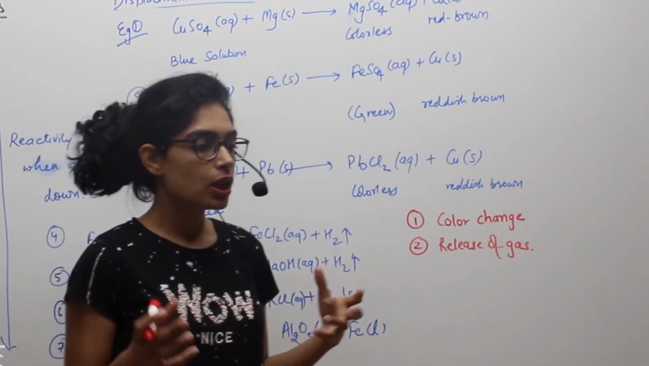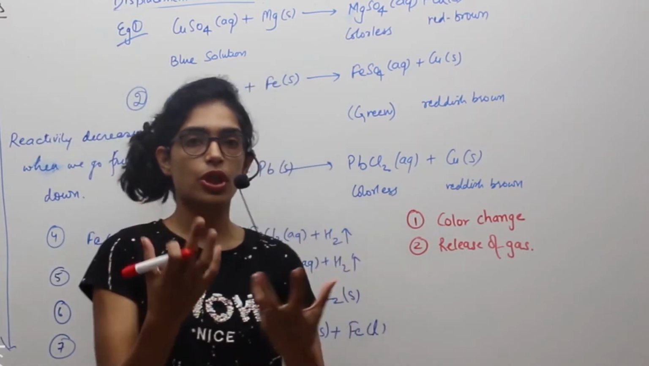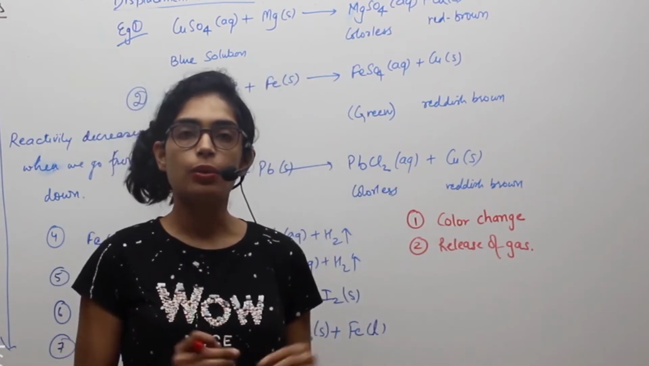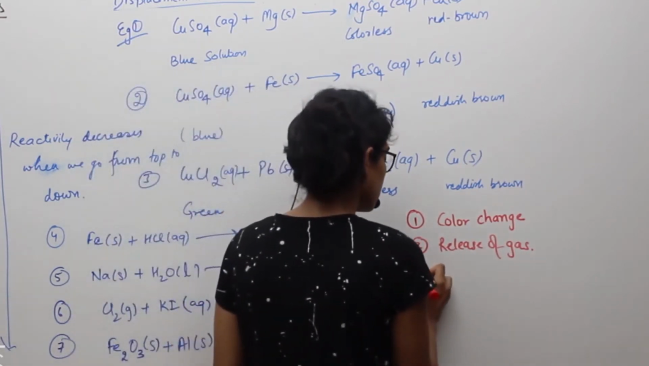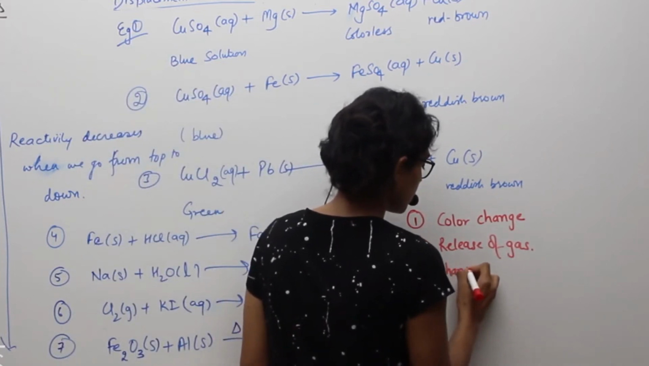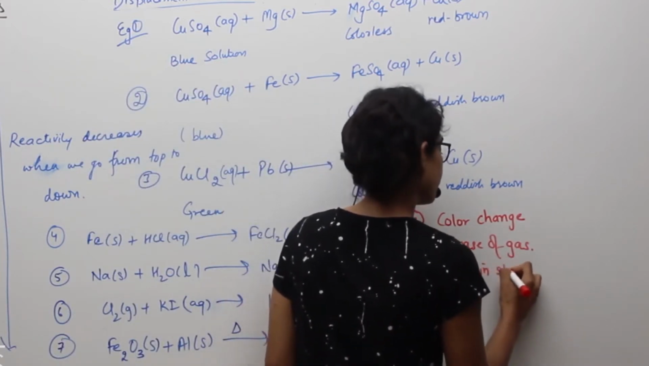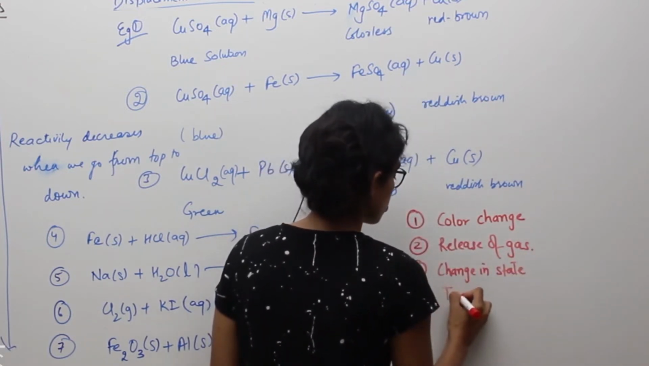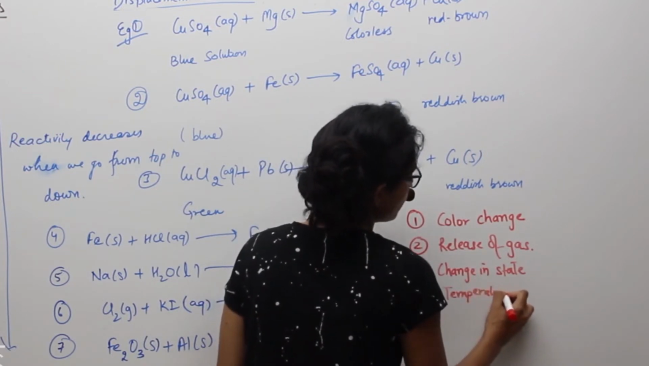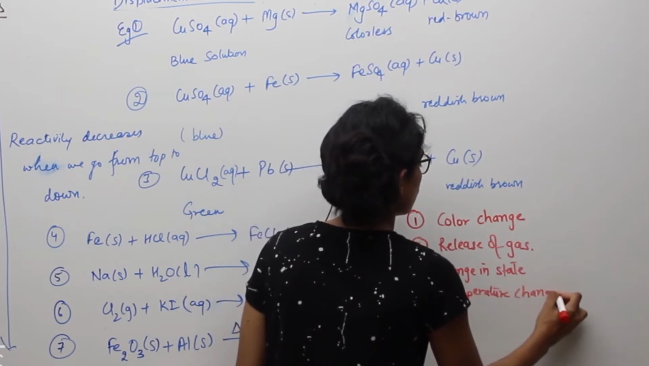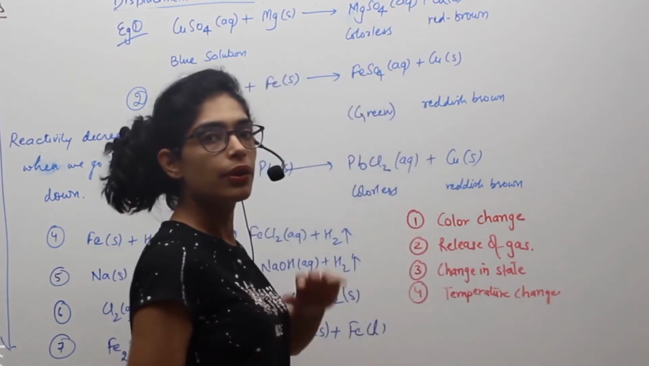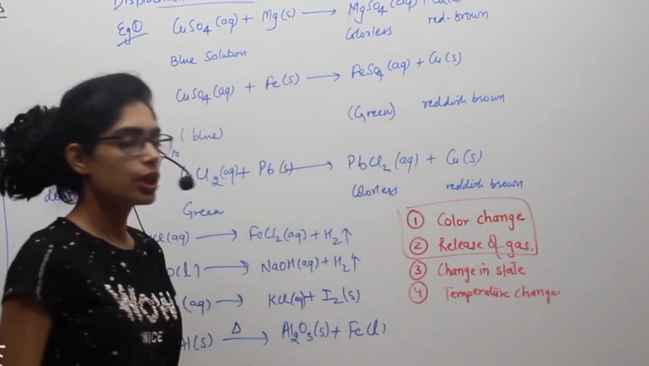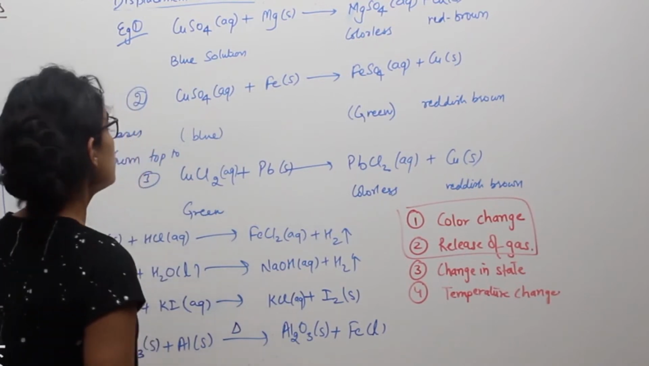If somebody asks you what is the visible change in this reaction, you will be able to see and report these two quite visible changes. Apart from that, definitely change in state also happens in a few reactions, and temperature change also happens in a few reactions. So all the different types of changes we have studied can be seen in these reactions, but these two are the most common ones: color change and the release of gas. Okay, so now let's take the first example.